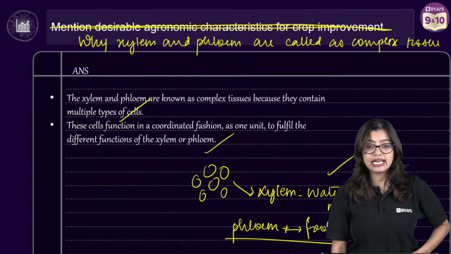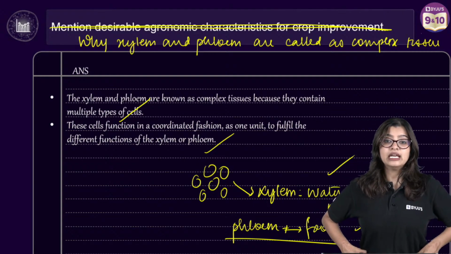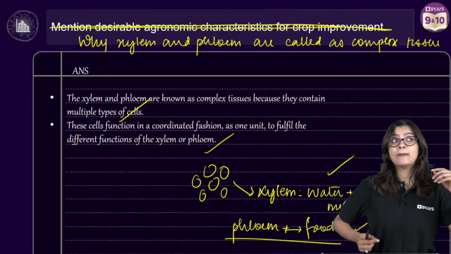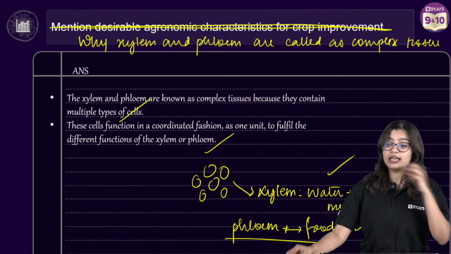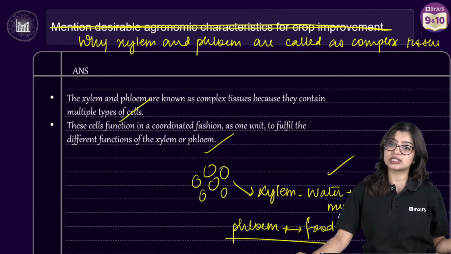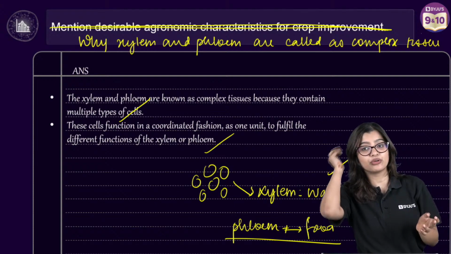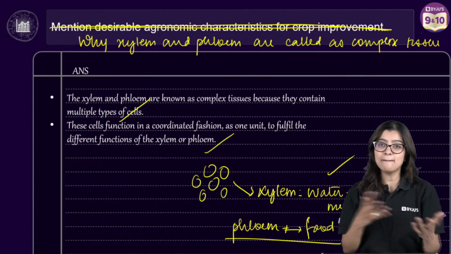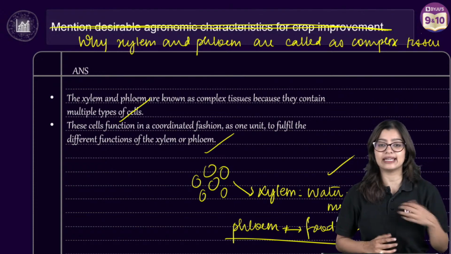Ma'am, how do non-green plants perform photosynthesis? Non-green plants, Tarun, there are 1 and 2 cases. Non-green plants may either not do photosynthesis and they may exhibit parasitic mode of nutrition, right? Or maybe some parts of their plants are still green that carry out the function.